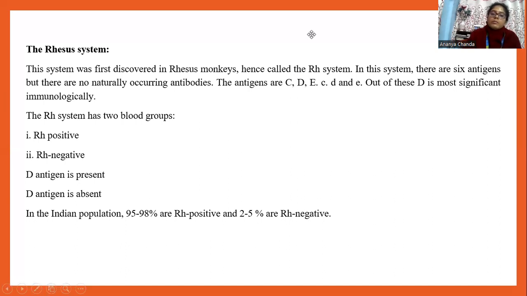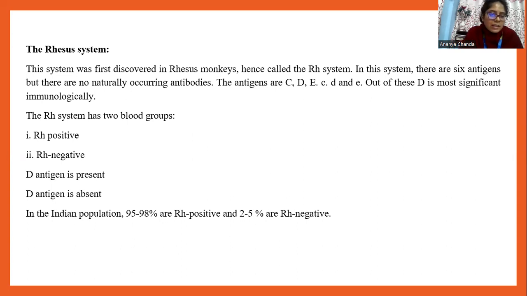Then comes the most important part, that is the rhesus system, right? The rhesus system was first discovered in which animal? The rhesus monkey. And it is also known as the RH system. This rhesus system consists of 6 antigens, but they don't actually produce any antibodies in general. Out of these 6 antigens, the most significant and prominent antigen immunologically is estimated to be the D antigen.